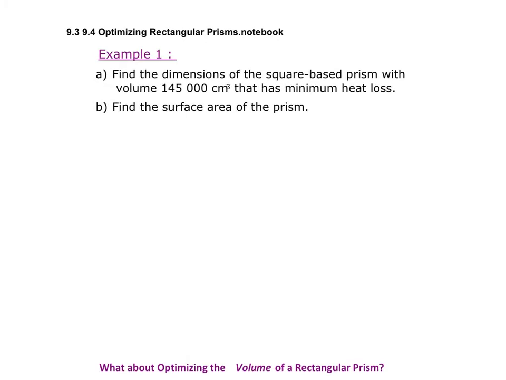Find the dimensions of a square-based prism, which is another way of saying a rectangular prism, but it's saying square-based, so obviously a cube, with a volume of 145,000 centimeters cubed that has minimum heat loss. And then B, find the surface area of this prism. So for A, you're going to use your formula, volume equals L cubed, and let's say we're going to round to 1 decimal place. Sounds good?